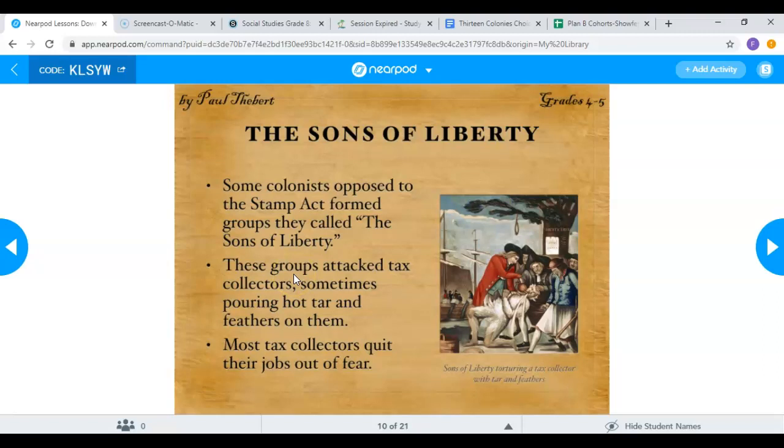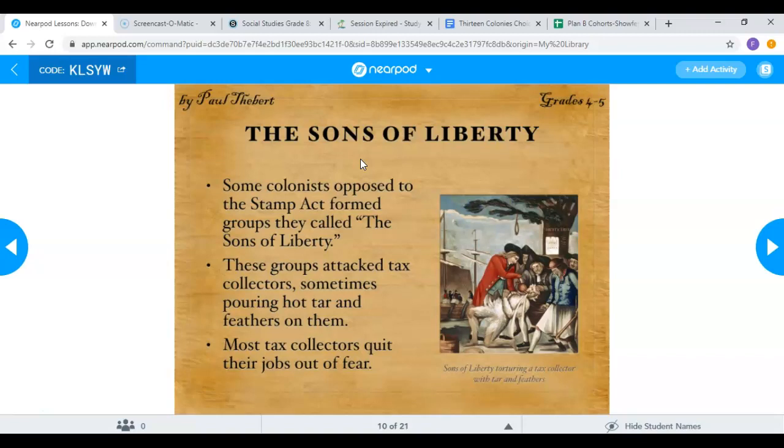They opposed a lot of taxes. So the Sons of Liberty attacked tax collectors, sometimes pouring hot tar and feathers on them, which was very violent. Most tax collectors would not stay in the British colonies because they were really fearful that they were going to get attacked.